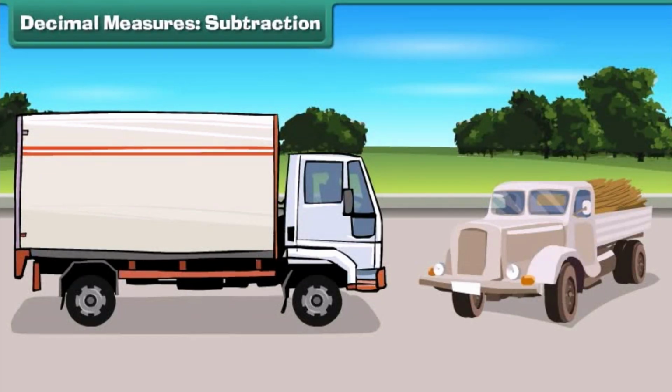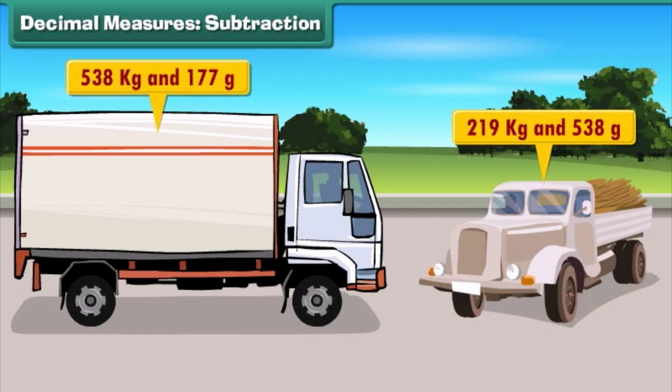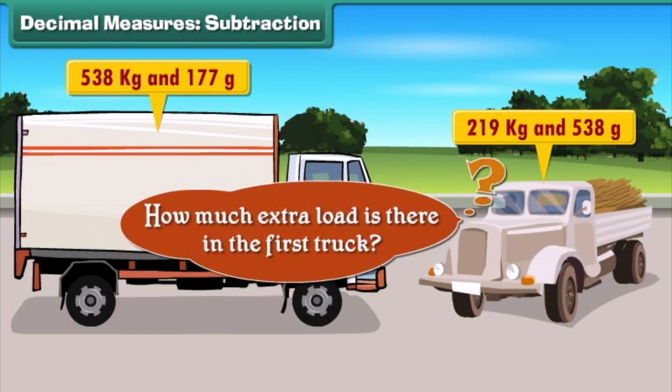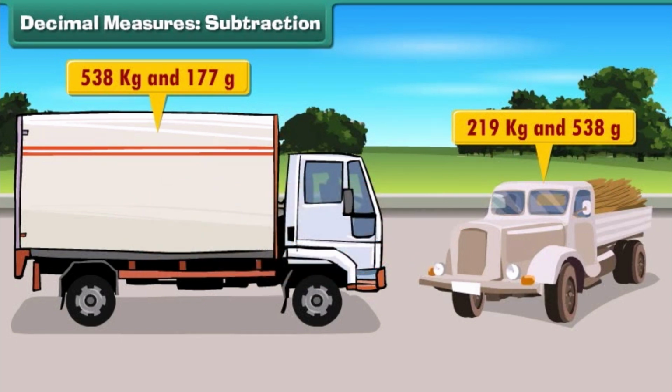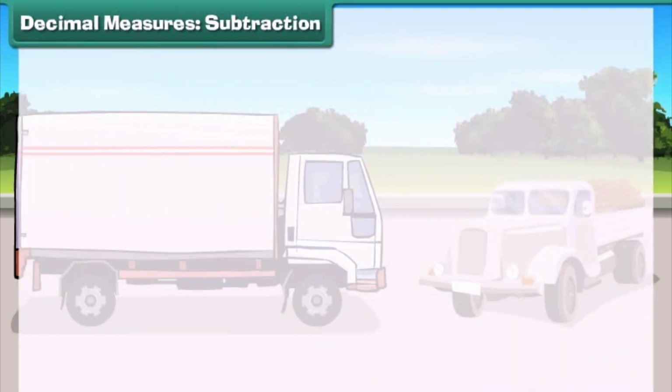Let us look at another example. One truck has a load of 538 kilograms and 177 grams of grain, and another has a load of 219 kilograms and 538 grams of grain. How much extra load is there in the first truck? We can find the extra load in the first truck by subtracting second quantity from the first, following the same way as used in case of addition.